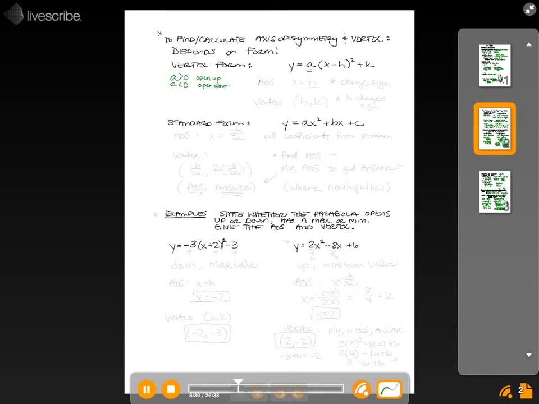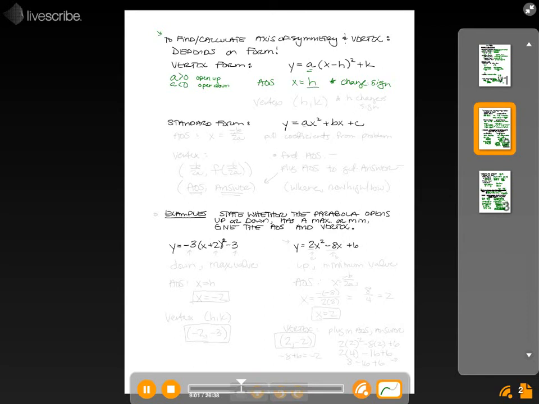Now to find the axis of symmetry, it's an equation of a line. It's going to be x equals because it's a vertical line. Vertical lines always start out x equals a number. In this case, it's just whatever h is. X equals h. But we need to remember to change the sign of h. If we look in our formula here, y equals a times x minus h squared plus k, it's negative in our formula, and when we write the equation, it's positive.